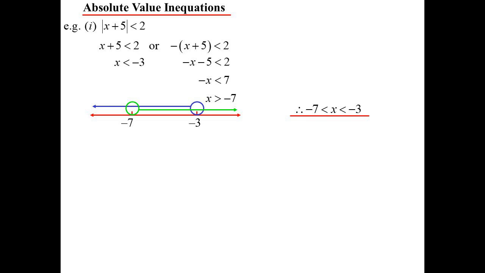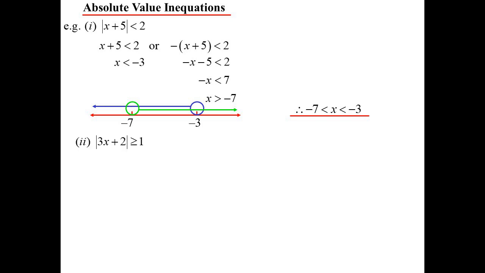If I had picked 0, I'd see absolute value of 5 is 5. Is 5 less than 2? No, it's not. So I know 0's not included. Therefore, I'm not on the right-hand side of this critical point. I must be on the other side. So I'm in between these two.